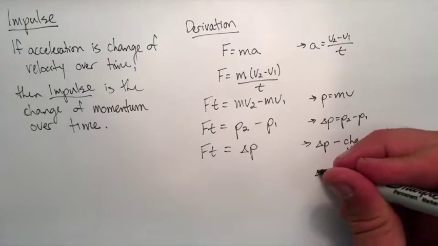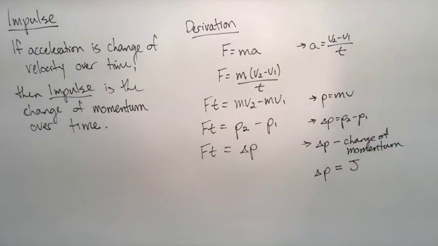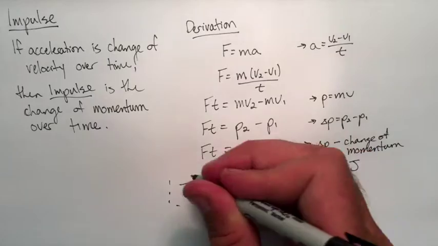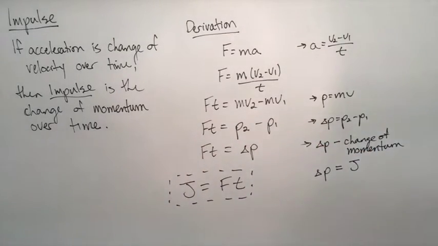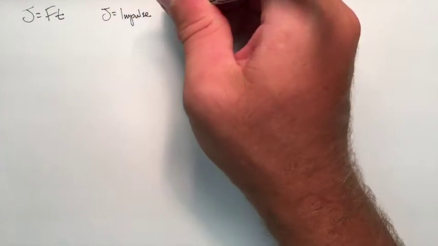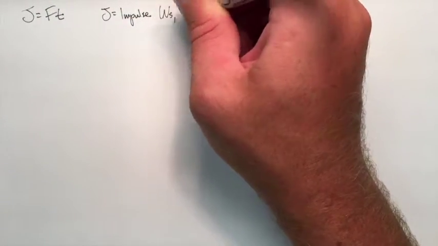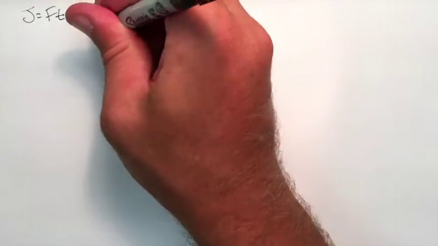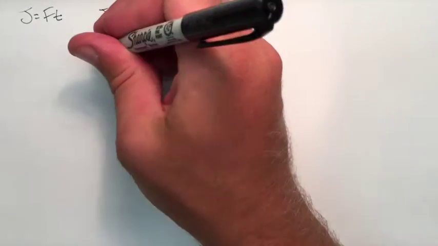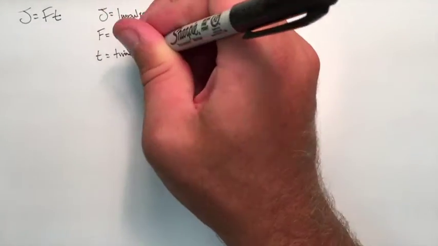Instead of writing delta P all the time, though, we use the variable J. So here J equals Ft. Impulse equals force multiplied by the time. So what does this equation mean? J is impulse, and because it's a change in momentum, it has the same units as momentum, Newton seconds or kilogram meters per second. Force is in newtons, t is in seconds.